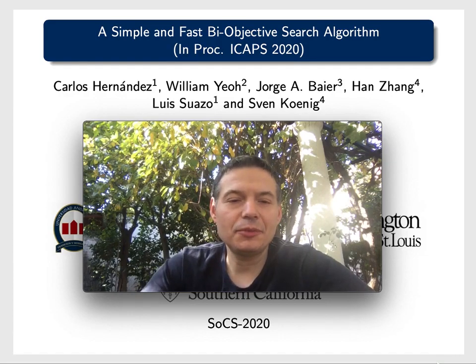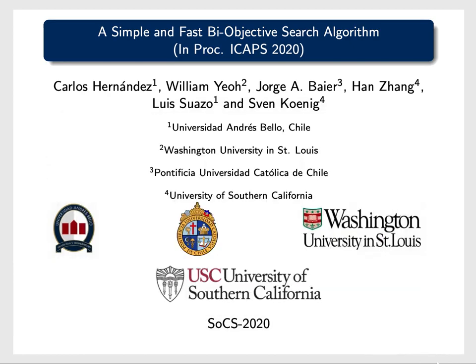Hello everyone, I'm going to present you the paper called A Simple and Fast Bi-Objective Search Algorithm, which will appear in the proceedings of ICAPS 2020. The paper has a number of authors, Carlos, William, Han, Luis, and Sven.